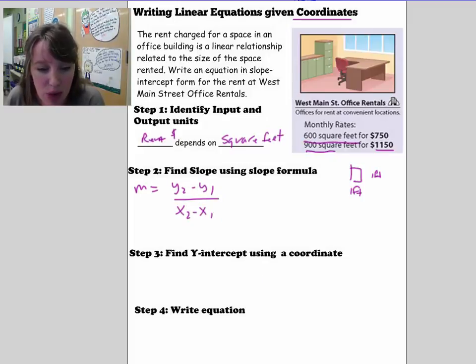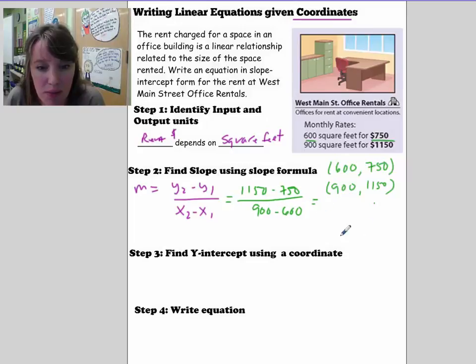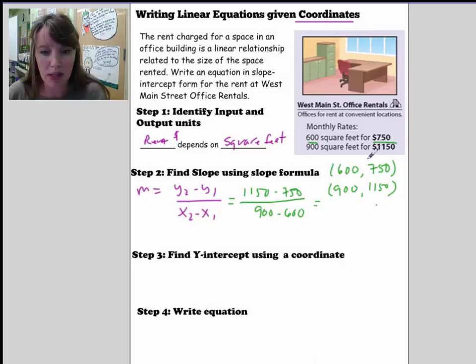Let me take a second and translate these into coordinates here. So we said that the independent was x and the dependent was the money right here. So the coordinates are going to be 600 square feet is $750, and 900 square feet is $1,150. Okay, so we'd have 1,150 minus 750, and let's see, 900 minus 600. Okay, and this is going to end up being 400 over 300, or 4 over 3.